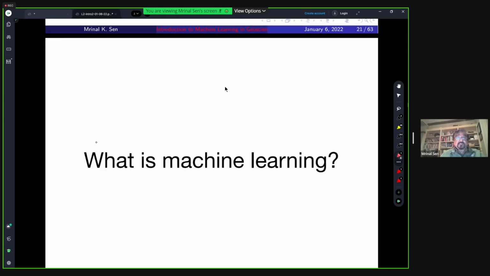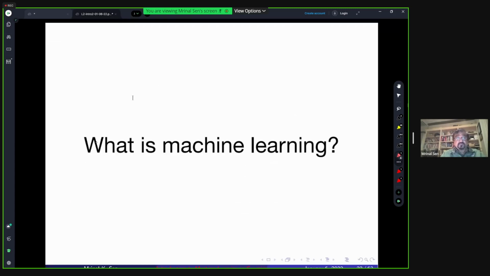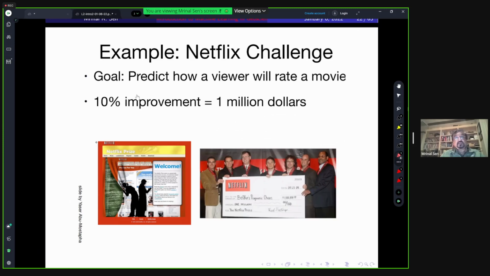So having said that, what is machine learning in that case? We start with a simple example, just to demonstrate where machine learning has become very, very useful. So this is the Netflix challenge. You all know what Netflix is, right? You watch movies on Netflix.